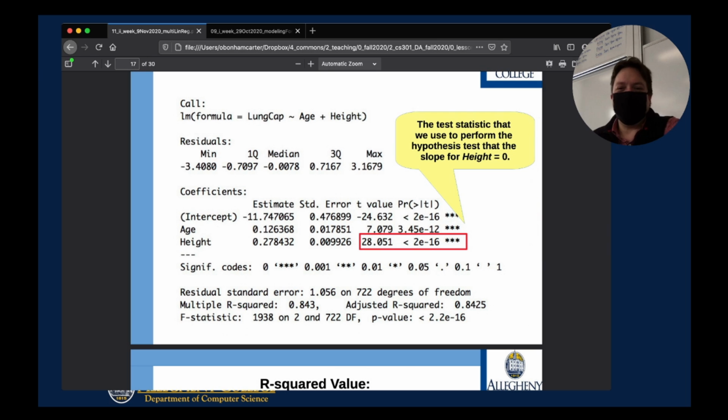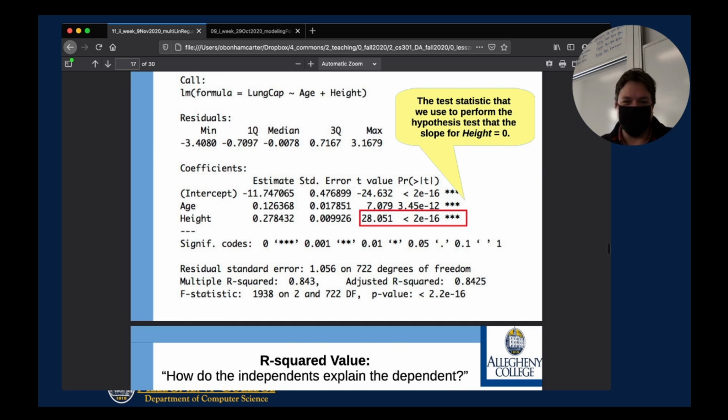And I have to move on here, just in the interest of time. The test statistic that we use to perform the hypothesis test for the slope for height equals 0. So again, we have a height test statistic. We have them for both age and height. So when you're creating your model, you can see whether these variables actually have to be there. Are they actually doing anything helpful in your model? You can look at this rundown here.